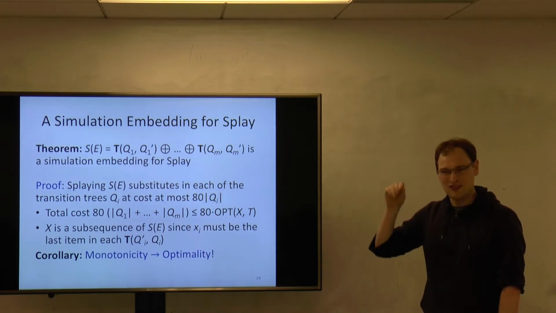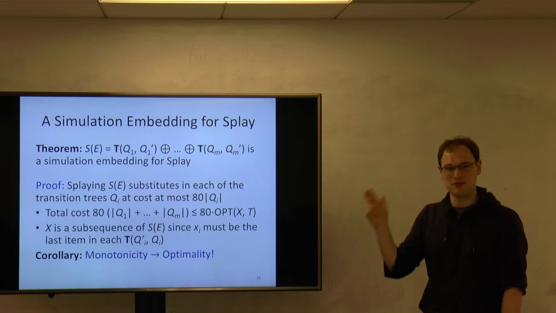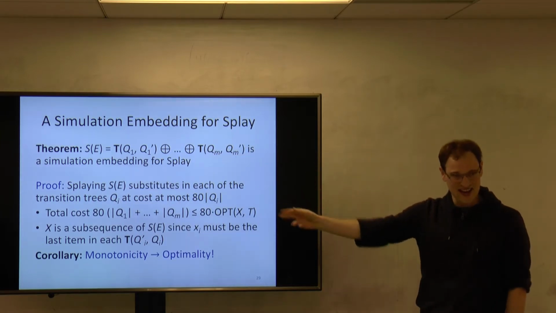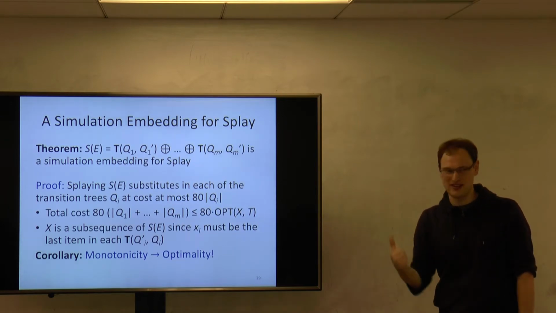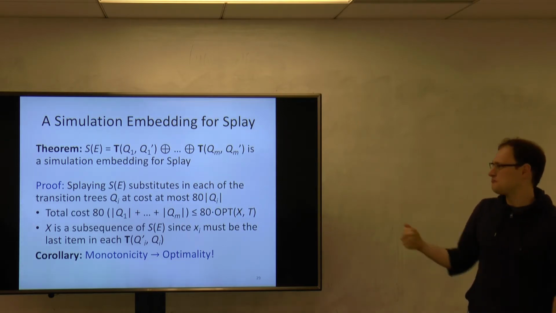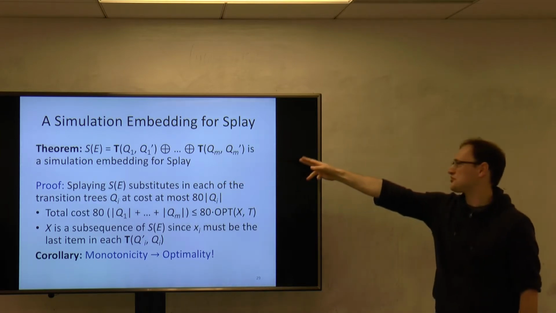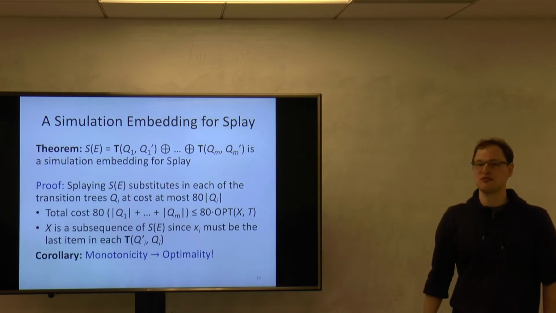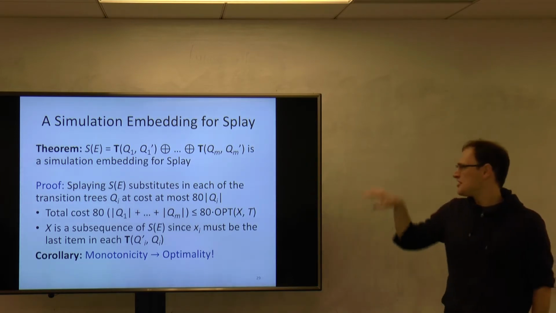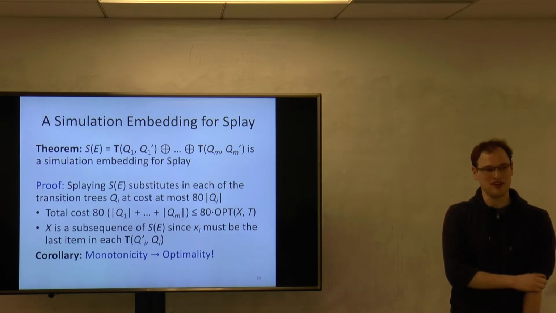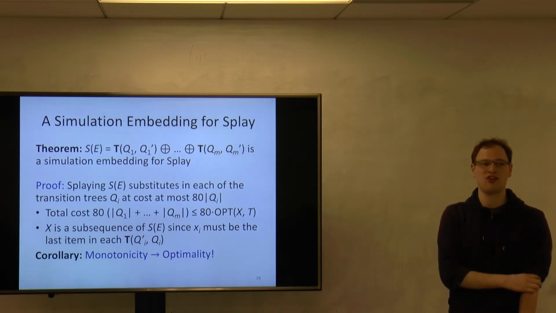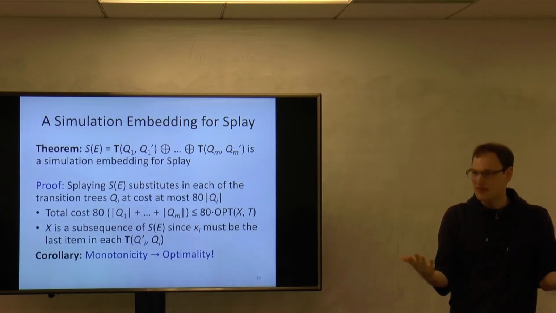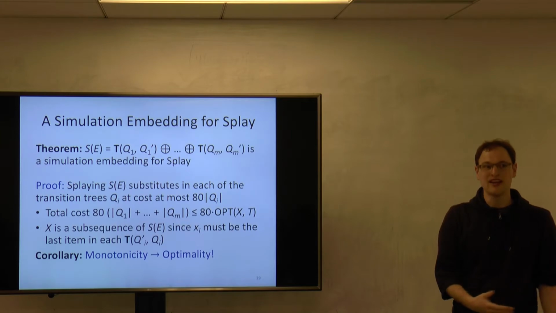We defined our model to have requested items move to the root. So each qi prime has xi as the root. Splay moves whatever it touches to the root, so the last item in each of those transformation sequences had to be xi. So xi is contained as a subsequence of this thing, and the cost of executing that simulation is bounded by the cost of the original execution. So this is a simulation embedding for splay. If splay is approximate monotone, then it's optimal.